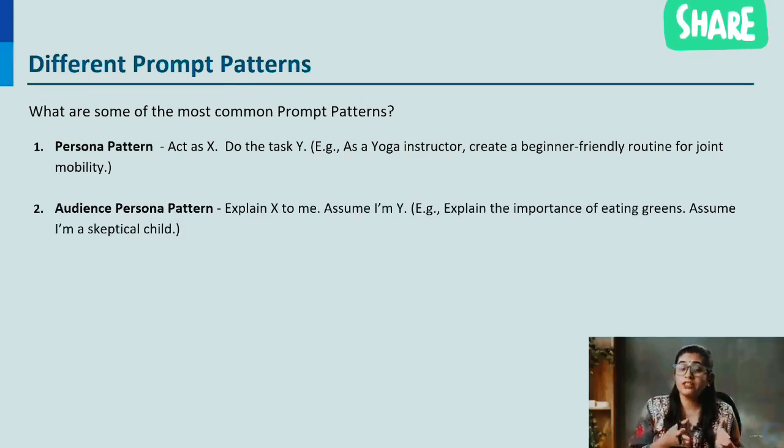Next is your audience persona pattern. For example, in the previous bit I said, explain prompt to me, assume that I am a 10-year-old child. Or another example: explain the importance of eating greens, assume I am a skeptical child. So you are telling ChatGPT what your audience persona is, and you are designing your prompt with the right bits. Explain to me, assume I'm this.